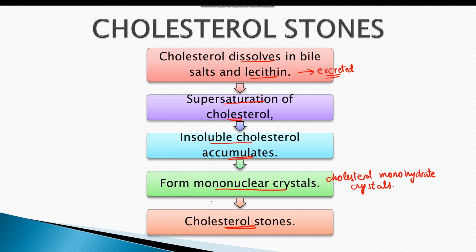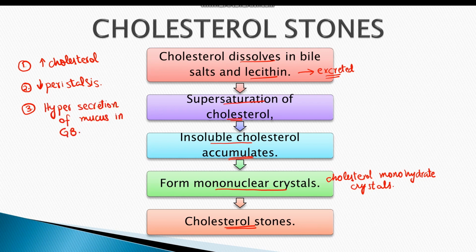There are certain conditions which are associated with the increased formation of cholesterol stones. First of all, it is increased cholesterol in blood. Since the excessive cholesterol is excreted in bile, the supersaturation results in formation of cholesterol monohydrate crystals, which tend to form cholesterol stones. The next factor is hypomotility of the gallbladder due to decreased peristalsis, which favors the accumulation of cholesterol within gallbladder. The third factor is hypersecretion of mucus in the gallbladder. This excessive mucus also traps the cholesterol, hence increasing the amount of cholesterol in the gallbladder. This excessive accumulation of cholesterol in the gallbladder increases the chances of crystal formation within the gallbladder.